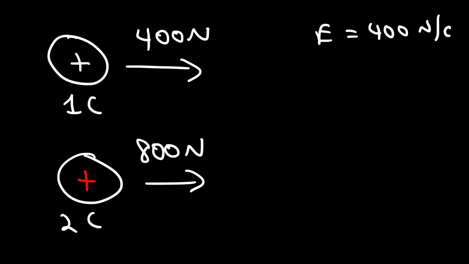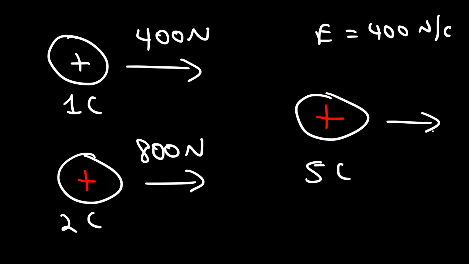So if we have, let's say, another positive charge with a charge of 5 coulombs, the force exerted on it will be 5 times 400, and so it's going to be 2,000 newtons.